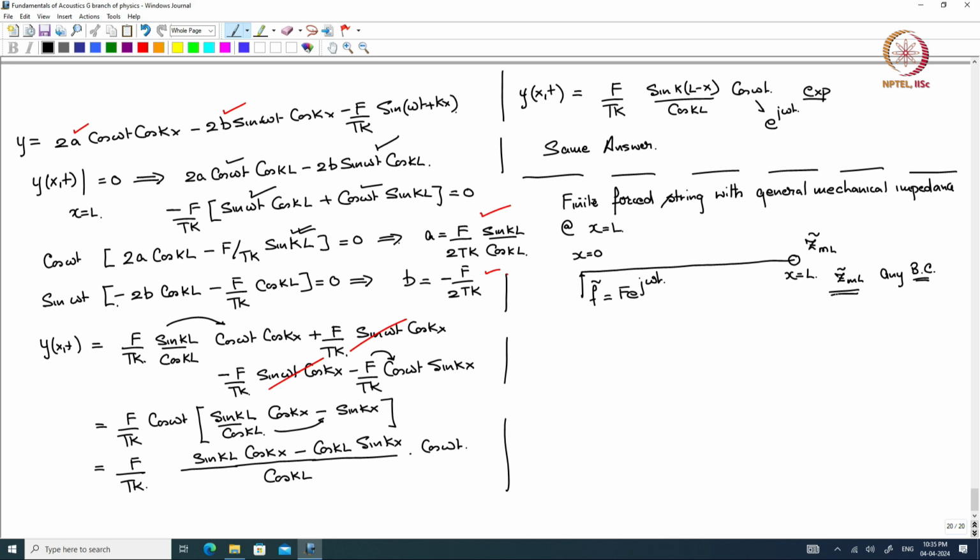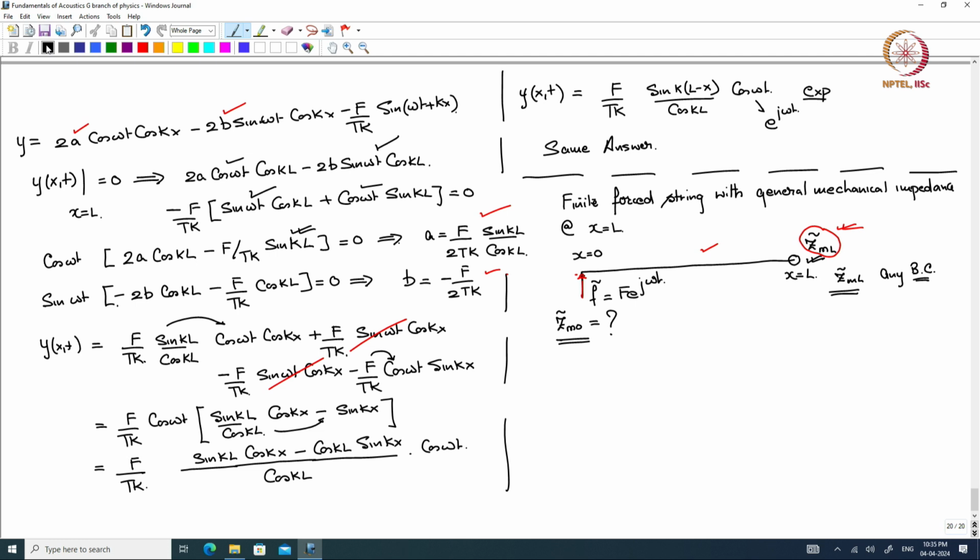The other is that with a general impedance condition at the end, I would also like to know what is the impedance seen from the force, okay. That means I have a finite length string, some general boundary condition at the other end, and how does the impedance look from the forcing location in terms of ZML and other string properties, okay.